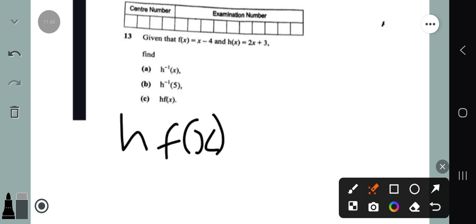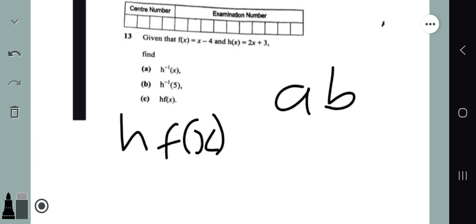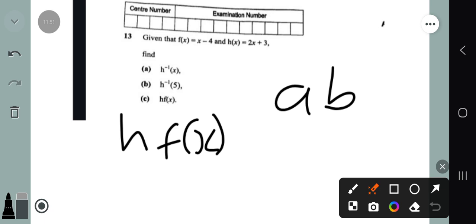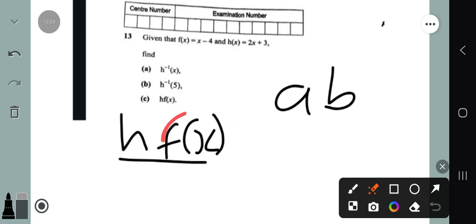So that means what function is inside the other? When I say ab, then I ask you, what letter is inside? The letter that is inside is the letter that is after the first letter, right? So that means this letter is going to be inside a. So same situation here. The function of f is inside the function of h.